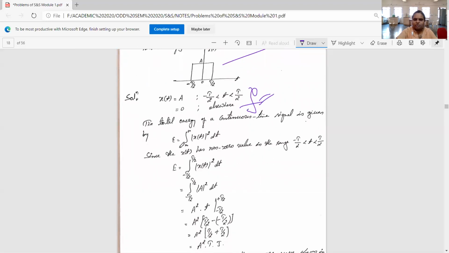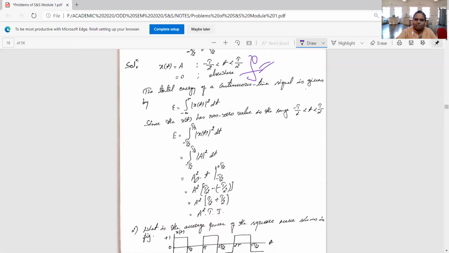Total energy is going to be taken as E equals integral from minus infinity to plus infinity of x of t whole square dt. Then here the signal is varying from minus T by 2 to plus T by 2. For that reason, the limit is going to change from minus T by 2 to plus T by 2 of x of t whole square dt. What is our x of t here? With the amplitude of A only. For that reason, A square dt.